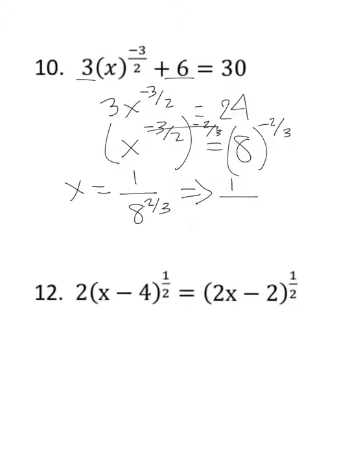So we're going to have 1 over the cubed root of 8 squared. This turns into 1 over, again, I like to do the root first. So the cubed root of 8 is 2 squared. So our final answer is 1 over 4.